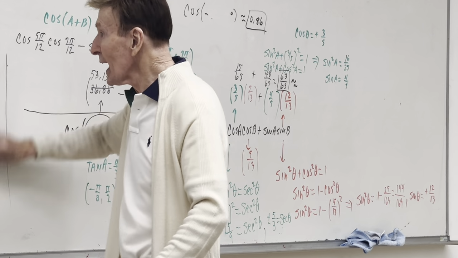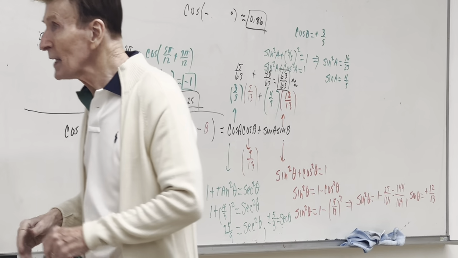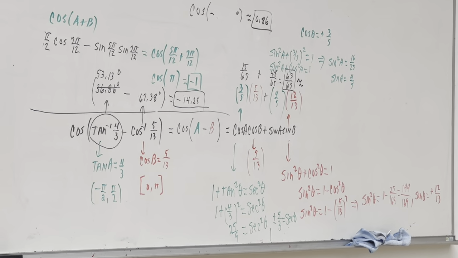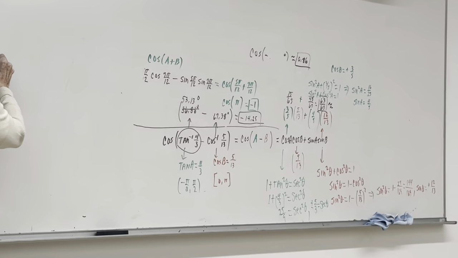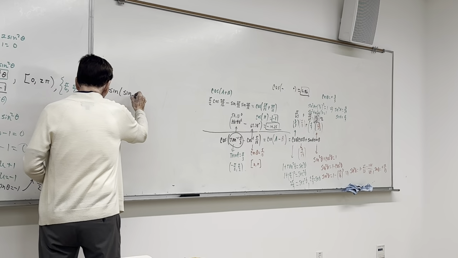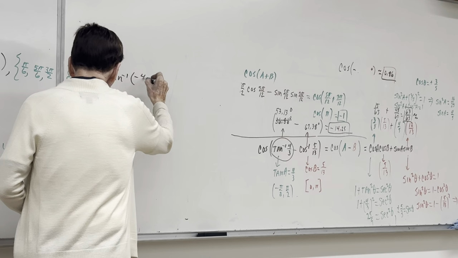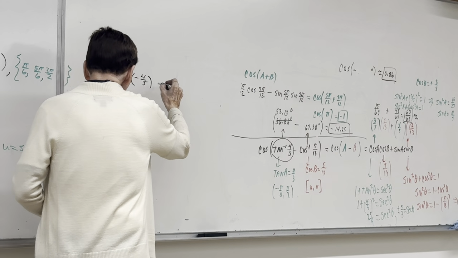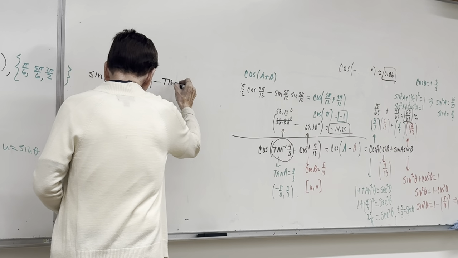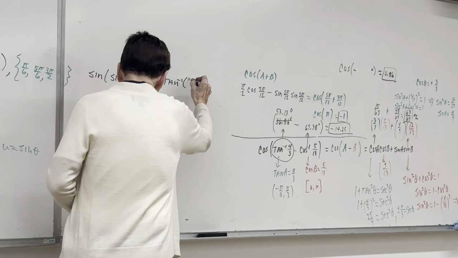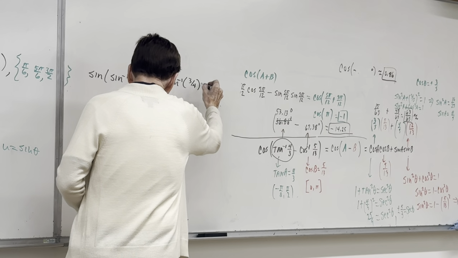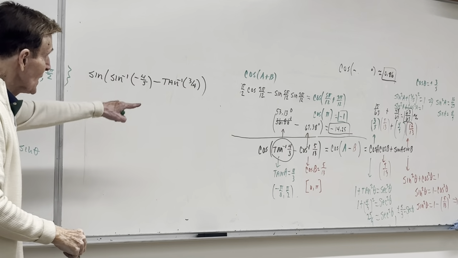Tell me what that looks like. If I see it's going to be too lengthy, we may not do it tonight. It's sine of inverse sine negative 4 over 5 minus inverse tangent 3 over 4. Much like this one.